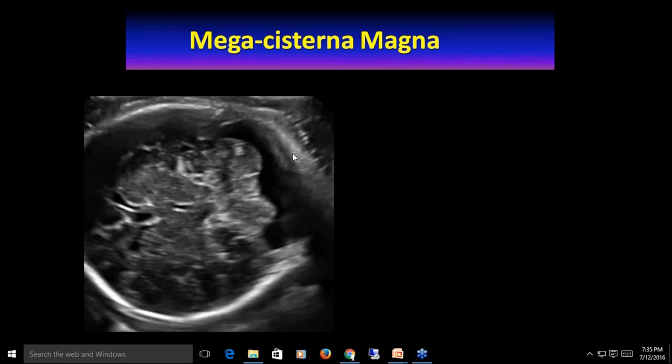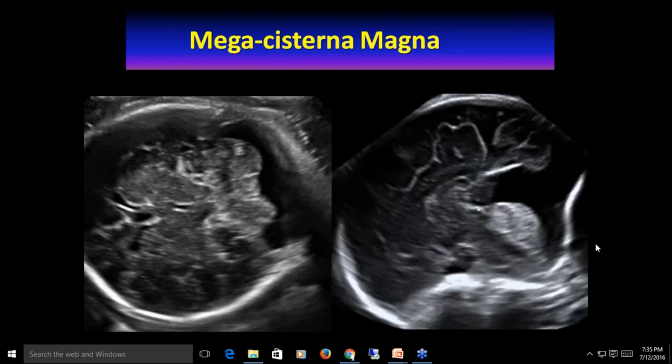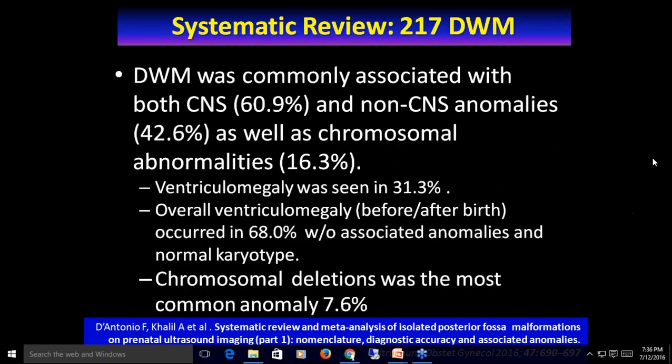So here we see an example of a megacisterna magna in an axial section showing the cerebellum, vermis, and the large cisterna magna. The same case in the median section. Again, we see the vermis, the brightly echogenic vermis in very close proximity to the brainstem, and the large cisterna magna.